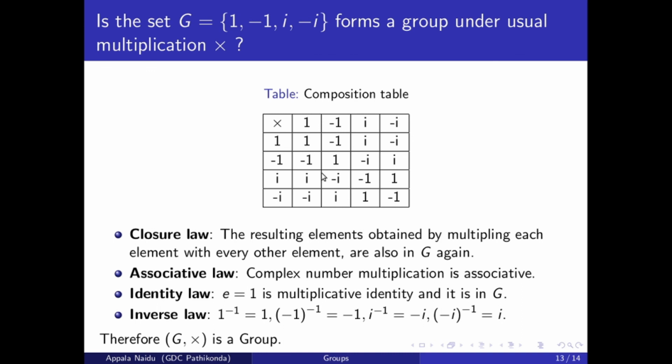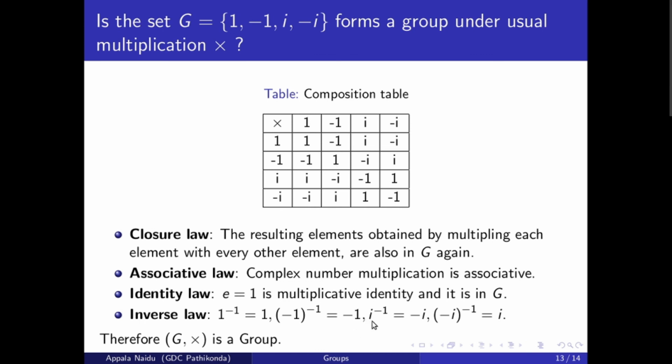Since 1 is the identity element, 1 into 1 is again 1, so the inverse of 1 is 1. Now for minus 1, look at that row and see where 1 occurs. Figure out the corresponding first element in that column, that is minus 1. Minus 1 into minus 1 is again 1. So the inverse of minus 1 happens to be minus 1.